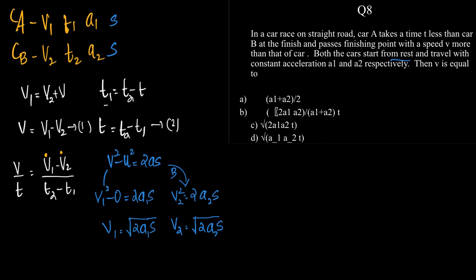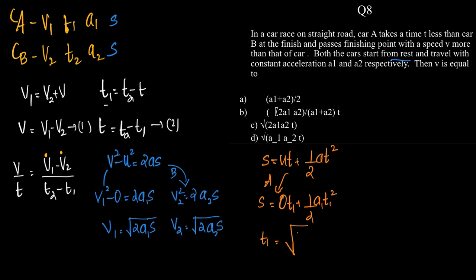Now we need t2 and t1. So how do you do that? Let us see. s is equal to ut plus half at squared. For the first car A, s is equal to 0 into t1 plus half into a1 t1 squared. So t1 will be equal to root of 2s by a1. What is this for car B?